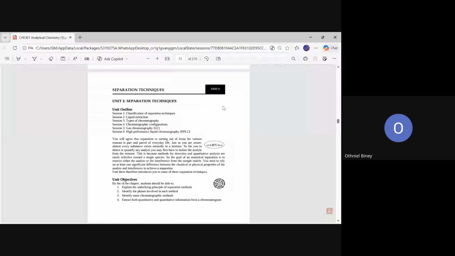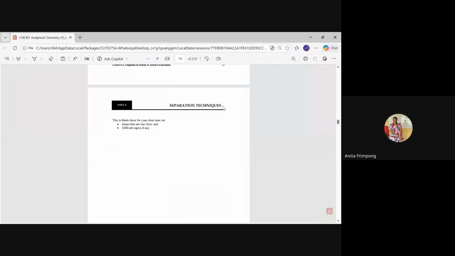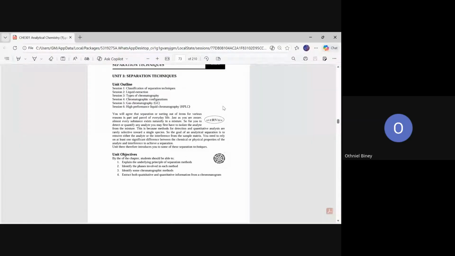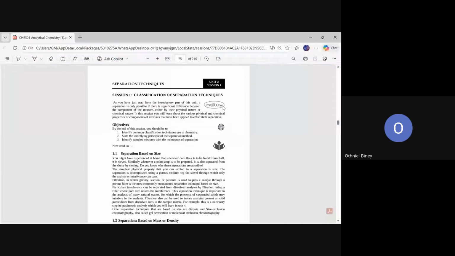So let's just jump straight into the separation techniques, unit 3. So we'll come back to the top ones. Ms. Anita, so let's continue. All right. So separation techniques. That's the outline. Should I read it? No, let's get into it. So session 1, classification of separation techniques.